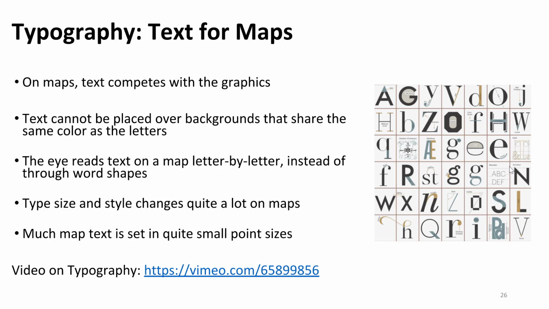So next we're going to talk about typography, or your text for maps. So on maps, text competes with the graphics. It should not be placed over backgrounds that share the same color as the letters, because your letters will just blend in with the background. The eye reads text on a map letter by letter instead of through word shapes. So you really want to make sure that your text is very clear. The type size and style changes quite a lot on maps. And much map text is set in quite small point sizes. So these are all things that we want to be aware of whenever we're looking at text for maps.